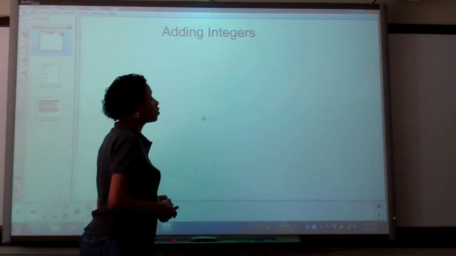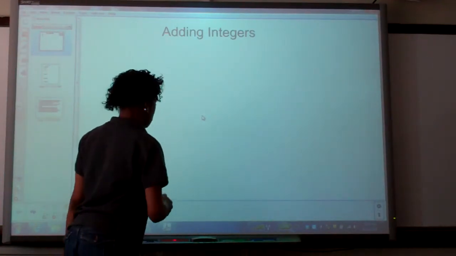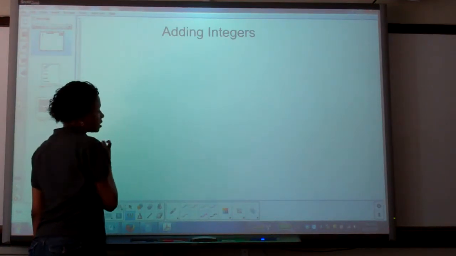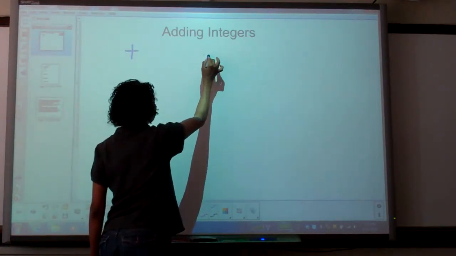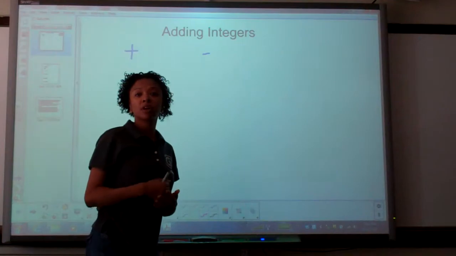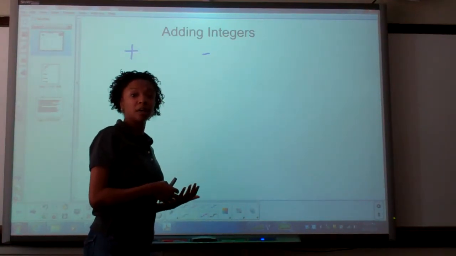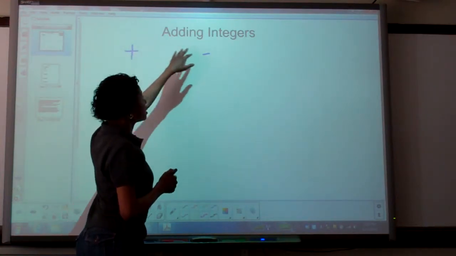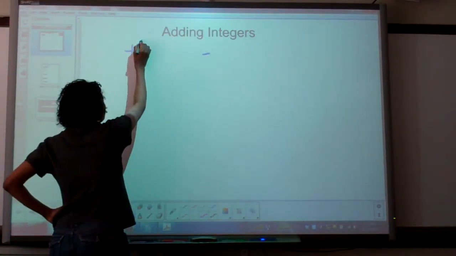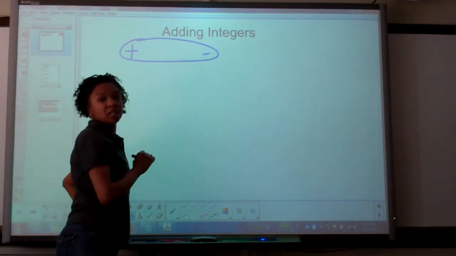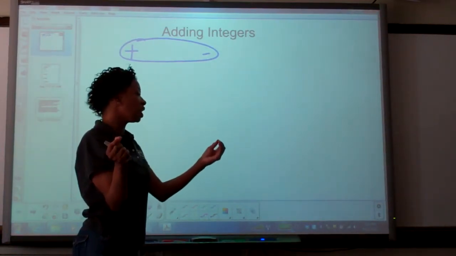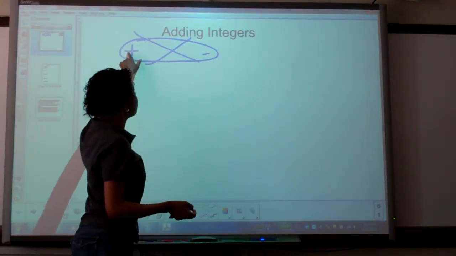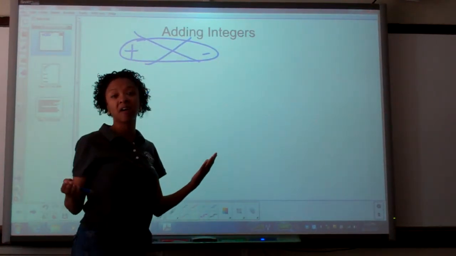Adding integers. First of all, I want to go back to science, something that we learned about, which is positives and negatives. If I have a positive and I have a negative, in terms of protons, neutrons, electrons, I should say, when a positive and negative are together, if I have one positive and one negative, it's equal to 0. It's worth nothing. So basically, if I have $1 and I owe somebody $1, I really have no money.